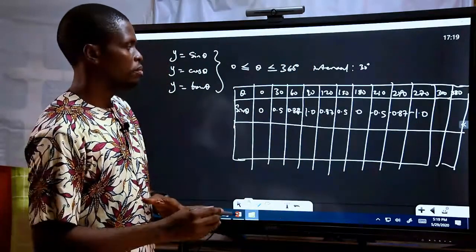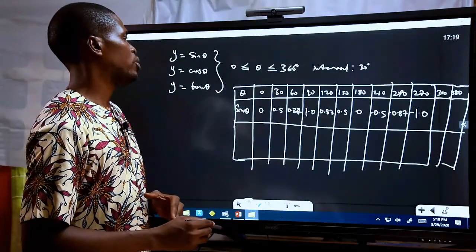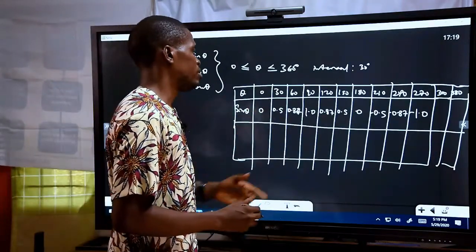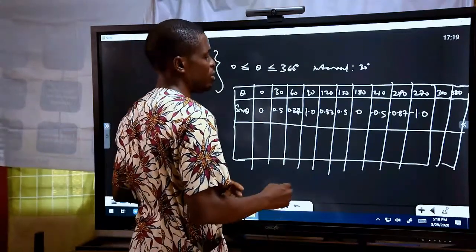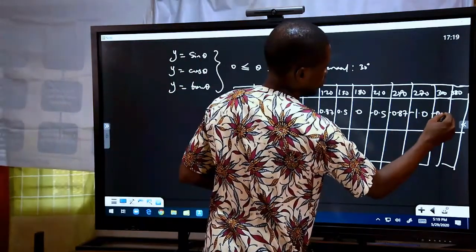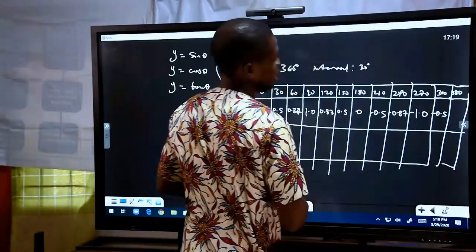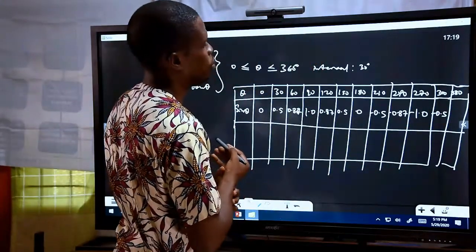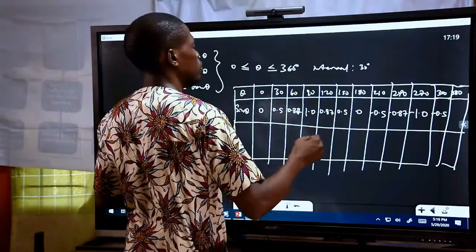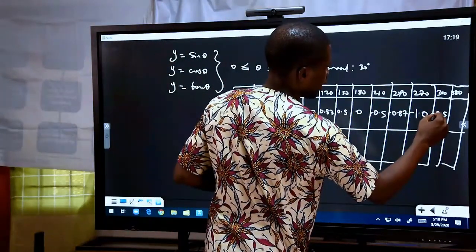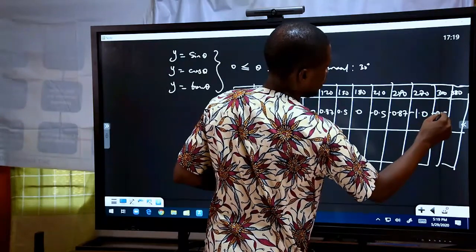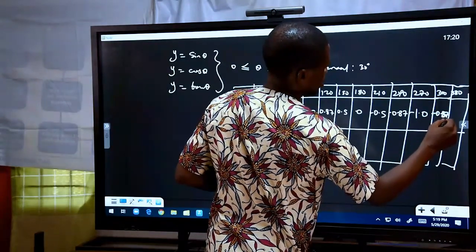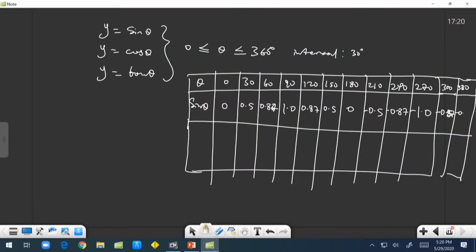Sine 300 will take us back to sine 30. That is equivalent, but in a negative quadrant, it will be minus 0.5. Sine 330 is equivalent to sine 30, so this one will give us negative 0.5. Then 360 will return us back to 0. So y, we have the same value.